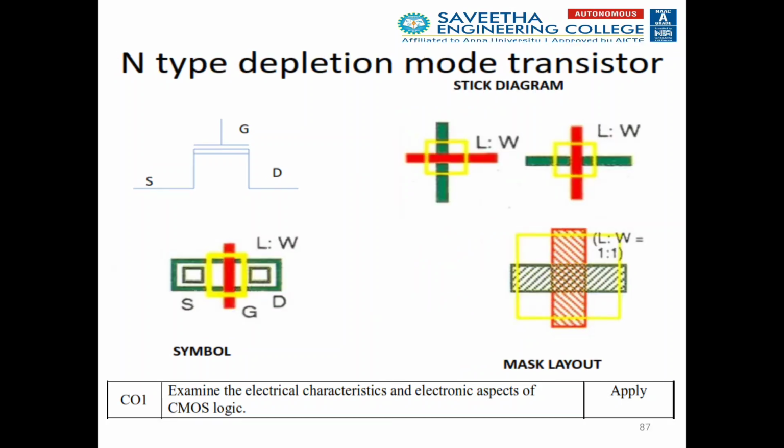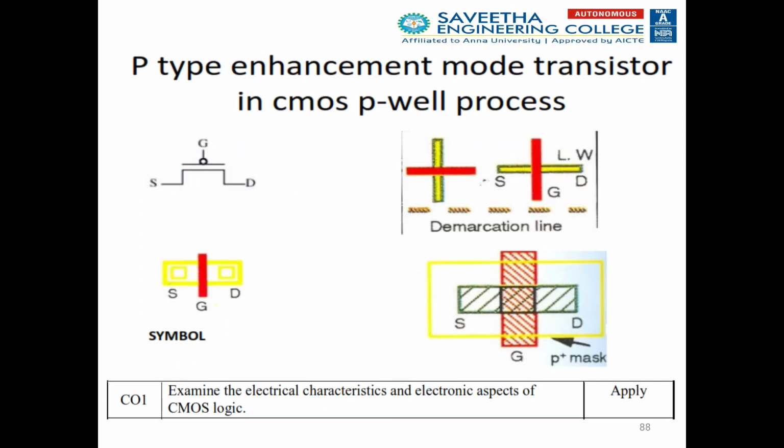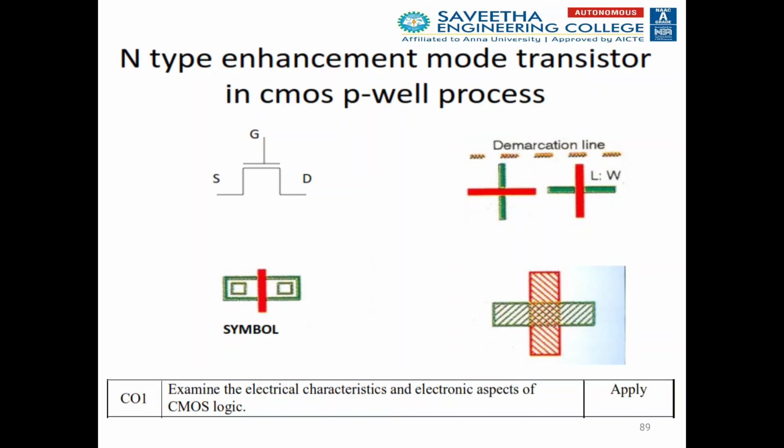In the diffusion layer, between them you can mention a small yellow square, which is called the implant layer. For P-type material, you use yellow and red. This is the method to identify whether a transistor is NMOS or PMOS.